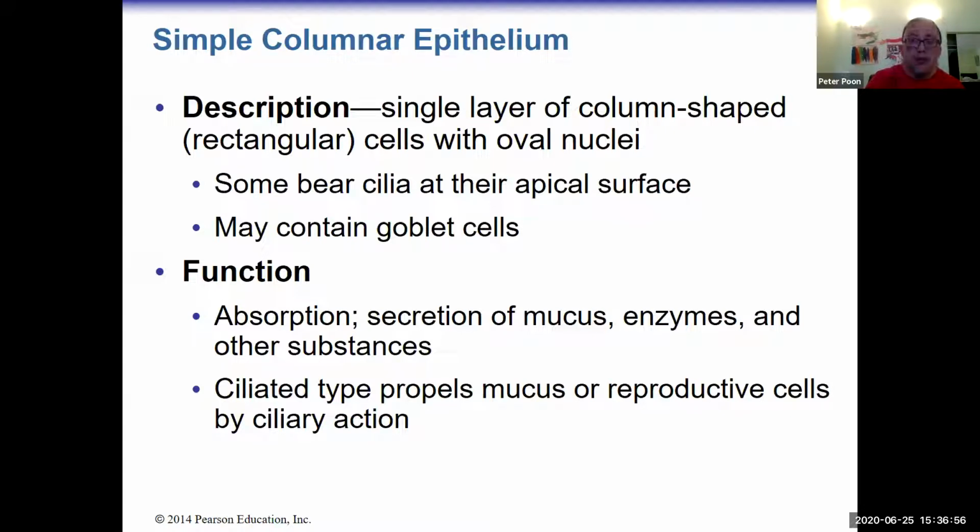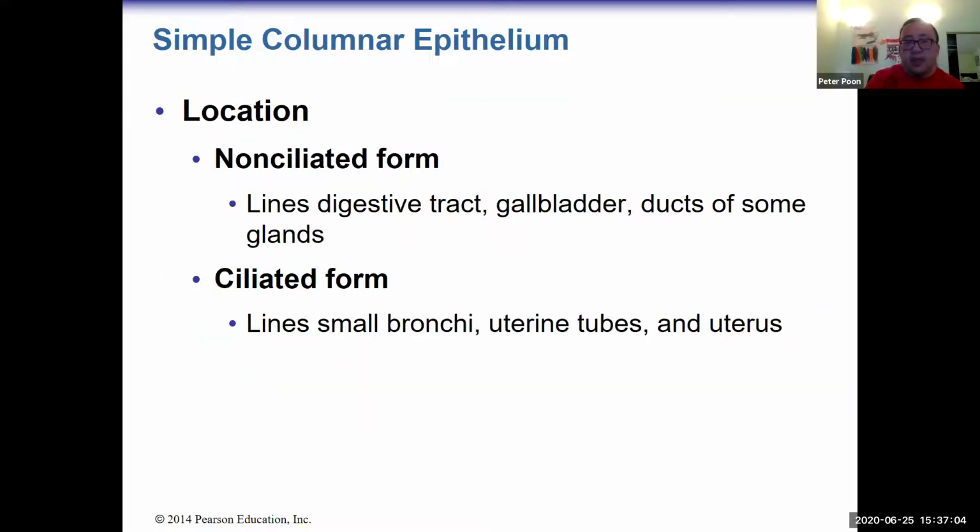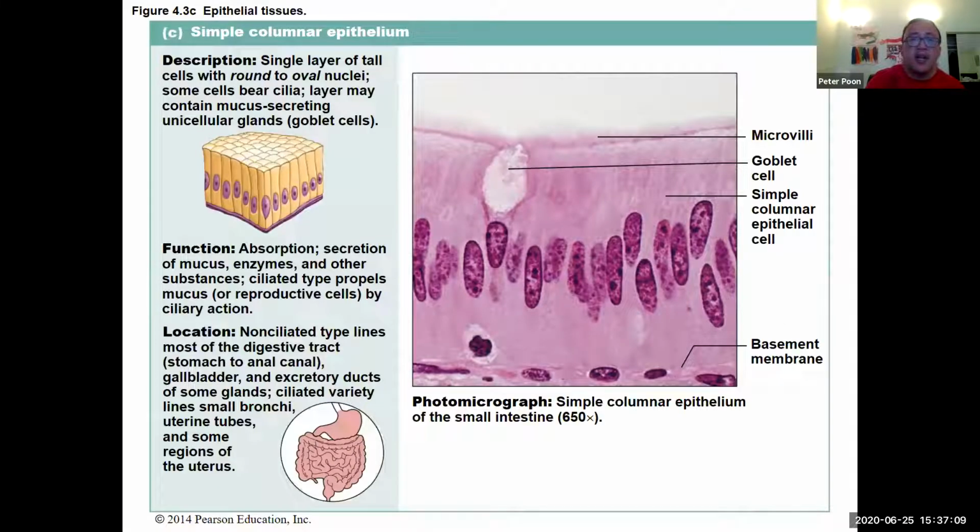Simple columnar epithelium, more or less the same thing. It's a little bit thicker. So you see that here. Single layer of cells that are columnar. And you can tell they're columnar by just the shape of their nuclei. Even their nuclei are stretched out. They're no longer circular. So their function: absorption, secretion of mucus, enzymes, other substances.